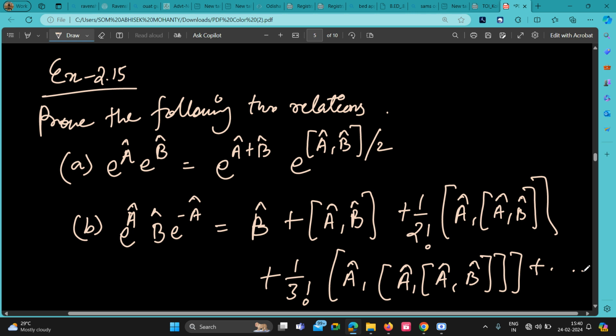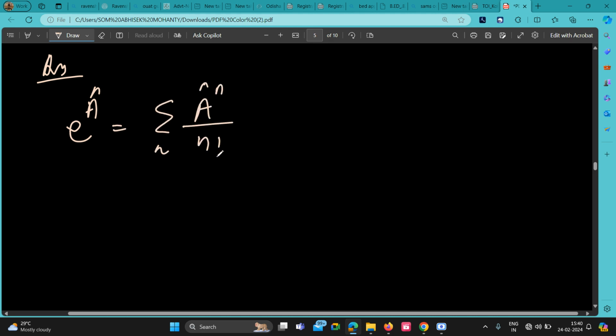Did you try to prove this? Okay, see, we have to use the expansion formula of e, that is e to the power Â is equal to summation n Â to the power n by n factorial. It's equal to 1 plus Â plus Â square by 2 factorial, plus dot dot dot. So we have to use this here.